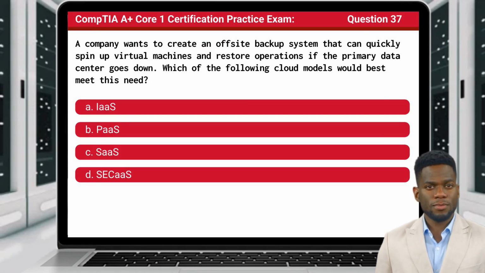Question 37. A company wants to create an off-site backup system that can quickly spin up virtual machines and restore operations if the primary data center goes down. Which of the following cloud models would best meet this need? The answer is A. IaaS.